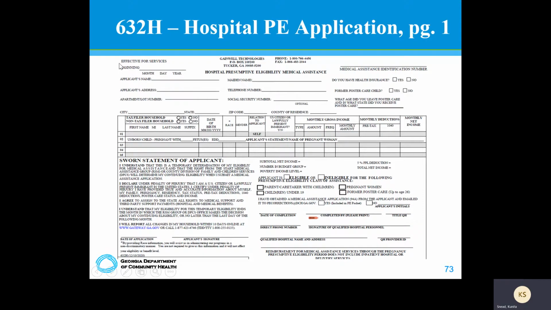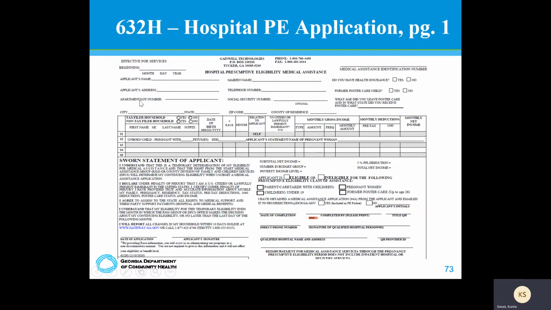So at the top left-hand corner, it says effective for services beginning. This is always your application date. So don't put the first of the month right here unless they actually apply on the first of the month. So if they applied on February 28th, you're going to put February 28th, 2021. If they applied on March 15th, you're going to put March 15th, 2021. So you're going to actually put the application dates.